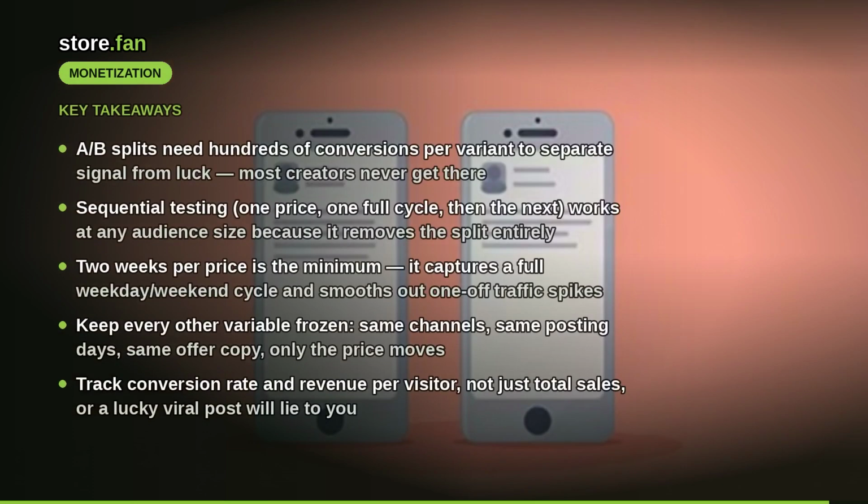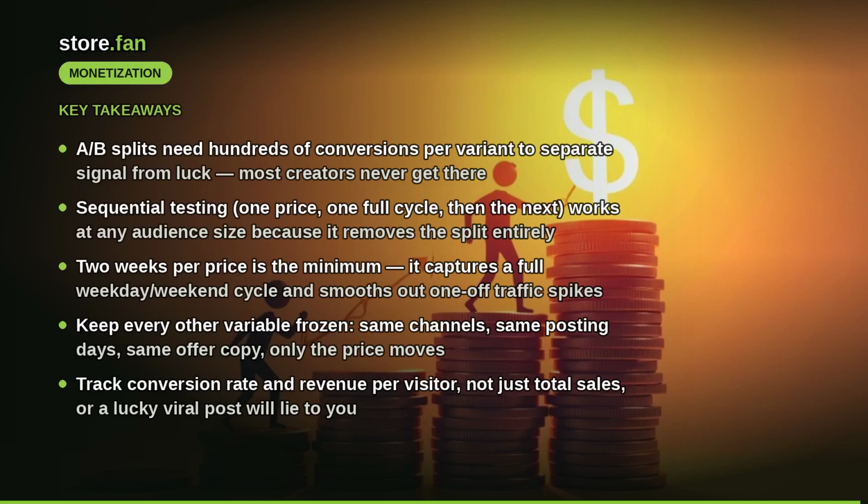Key takeaways. A/B splits need hundreds of conversions per variant to separate signal from luck. Most creators never get there. Sequential testing, one price, one full cycle, then the next, works at any audience size because it removes the split entirely. 2 weeks per price is the minimum. It captures a full weekday weekend cycle and smooths out one-off traffic spikes.